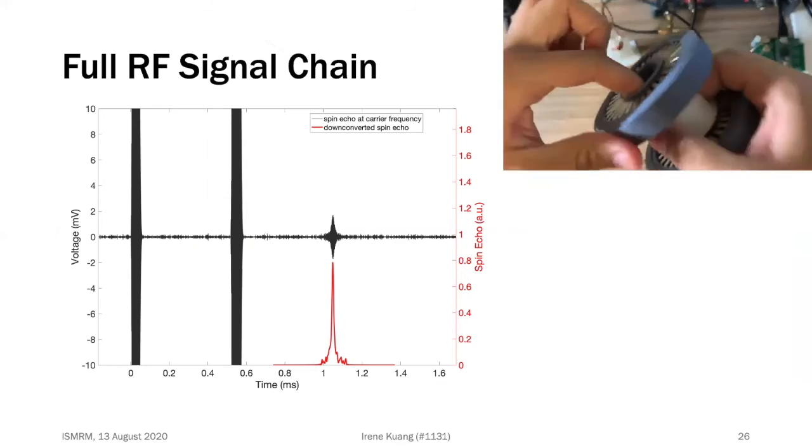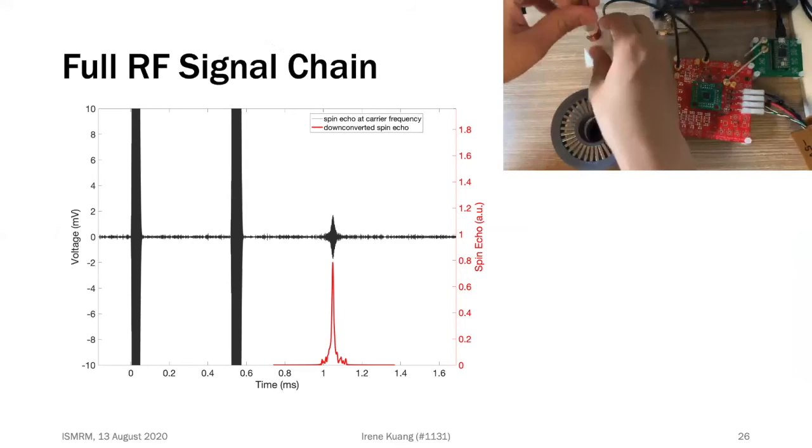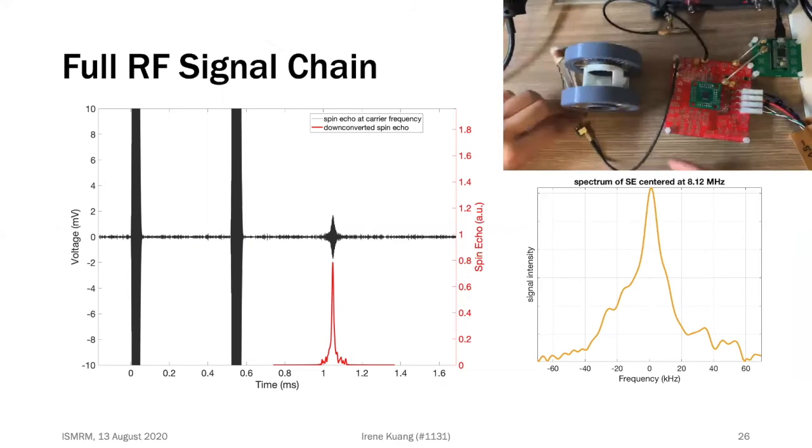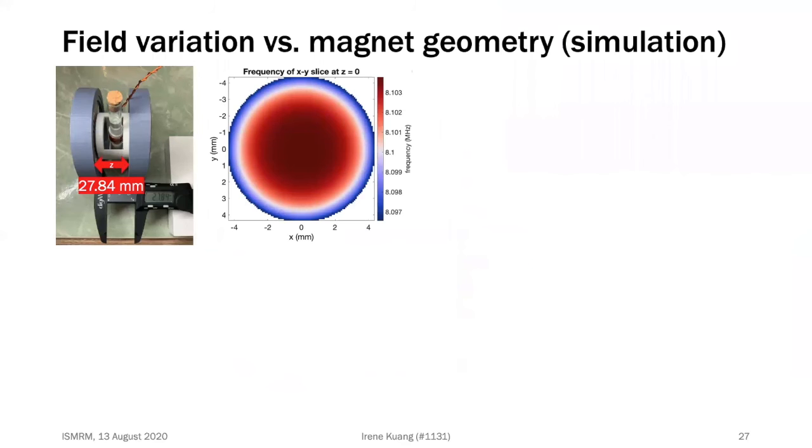Here we can see a clear spin echo before and after down converting to baseband, and the frequency spectrum, which shows a bandwidth of about 50 kHz as we expected based on the B0 simulations.